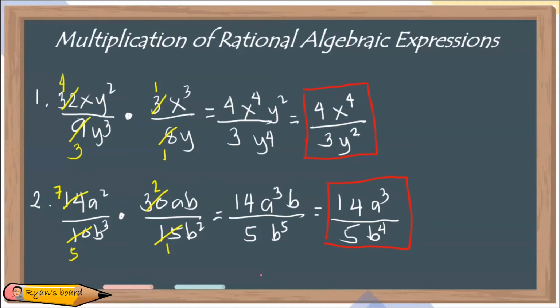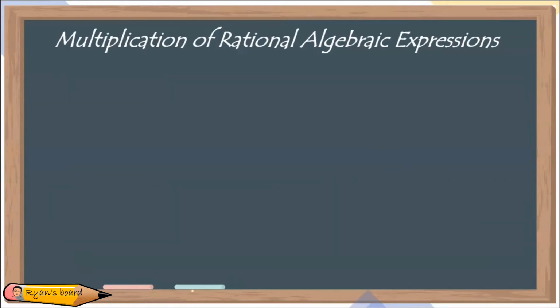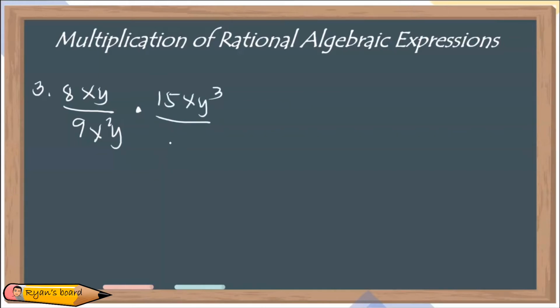Okay? Now, let's try another example. Let's have number 3. Let's say we have 8xy over 9x squared y times, let's say, 15xy cubed over 3x. Okay, the same steps ang gagawin natin, ano? Itong 8 and 9, meron ba tayong pwedeng i-divide maliban sa 1? I think wala. How about 8 and 3? Wala rin. So, let's go to 15.